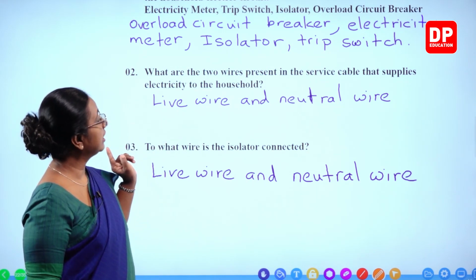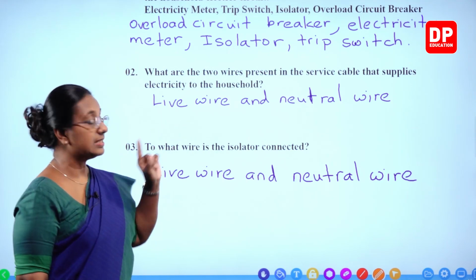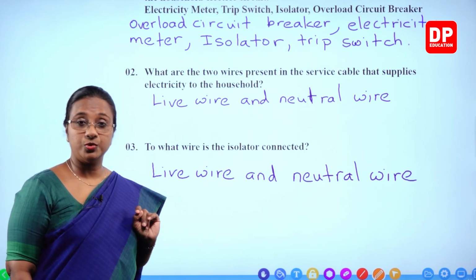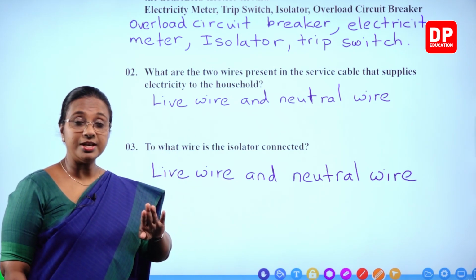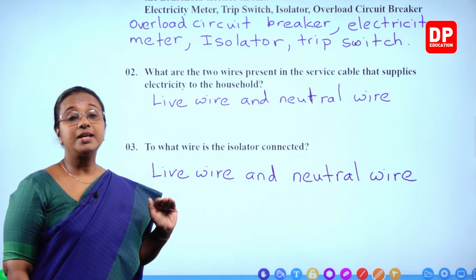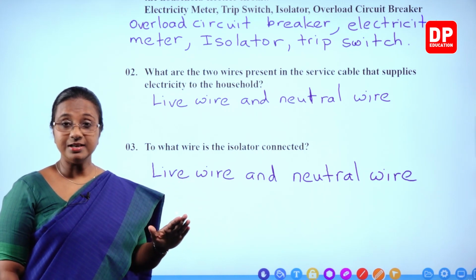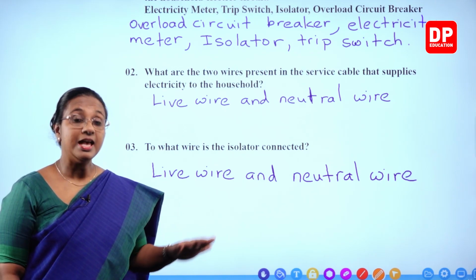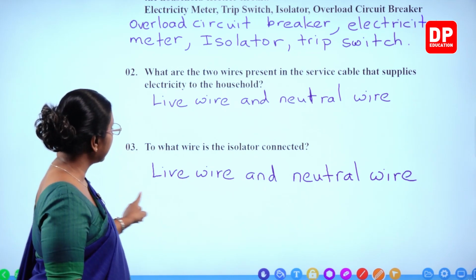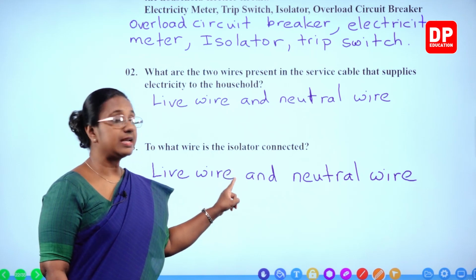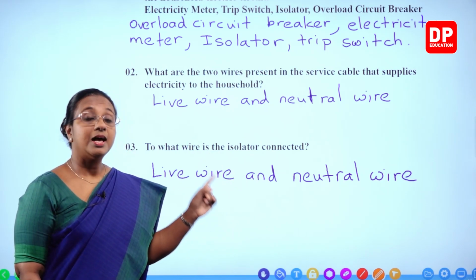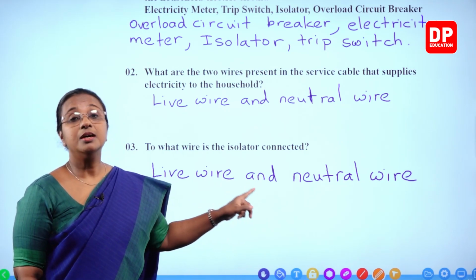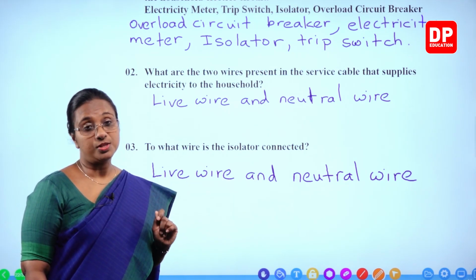Here you all know both live and neutral wires are present in the service cable that supplies electricity to the household. Then, like I told you all now, the overload circuit breaker is connected to the live wire. Then, the live wire connection is given to the electricity meter. And from the electricity meter, the live wire is connected to the isolator. But at the same time, isolator is connected to the neutral wire also.